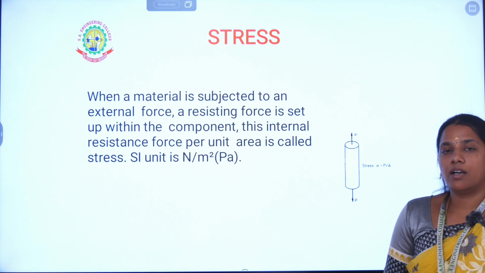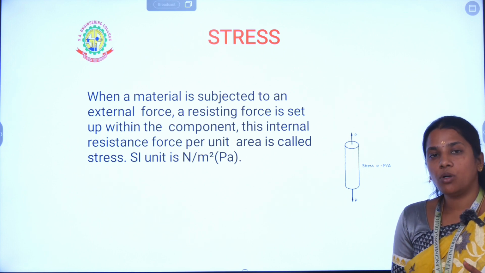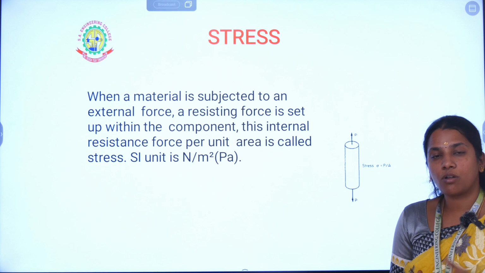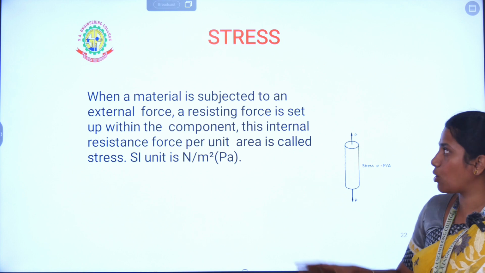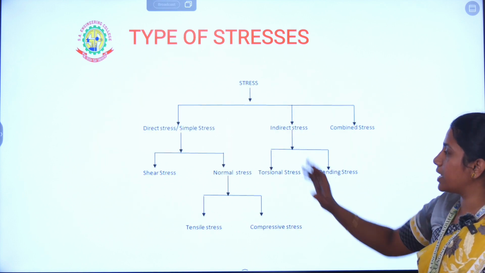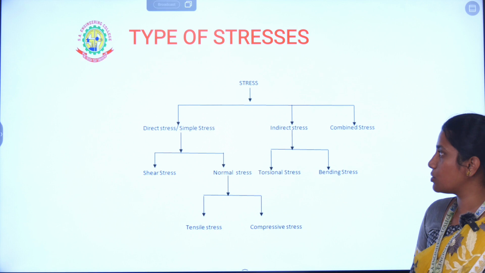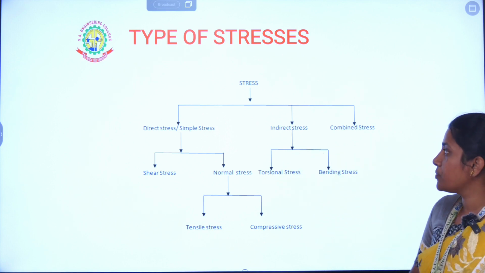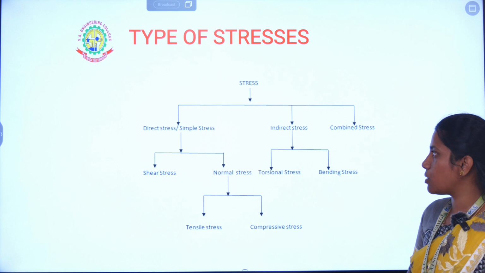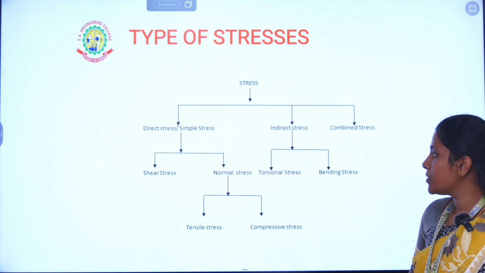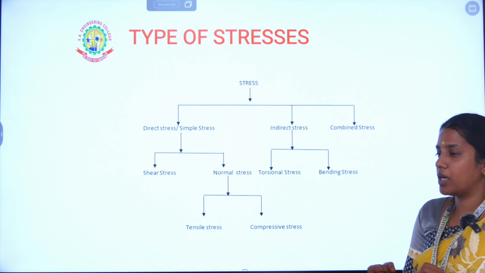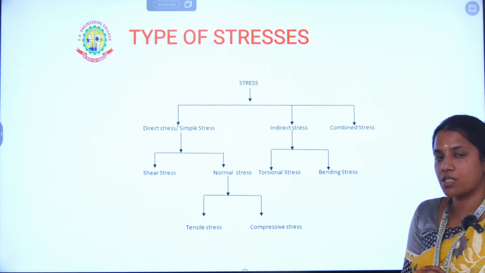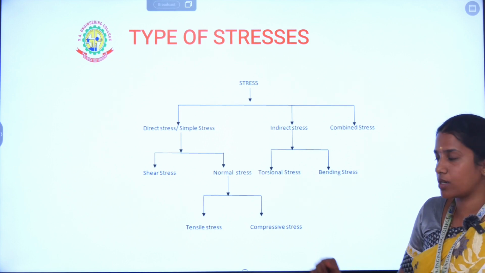When we apply a load, the material tends to react, and due to the resisting force, the overall force per unit area is called stress. And we can split the stresses into direct stress, indirect stress, and combined stress. Direct stress can also be called simple stress, where simple stress is split into shear stress and normal stress. And normal stress is further divided into tensile stress and compressive stress. If I am giving a pushing load, it is called compressive stress, and if I am pulling an object, it is called tensile stress.